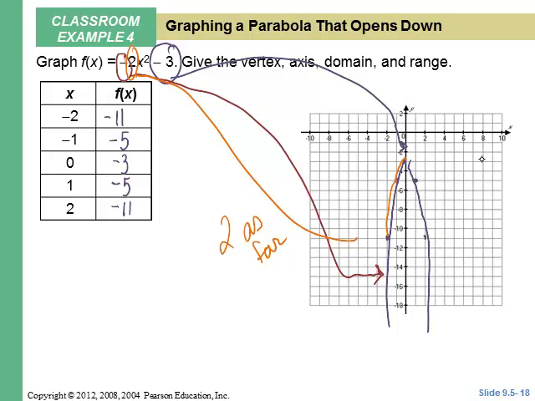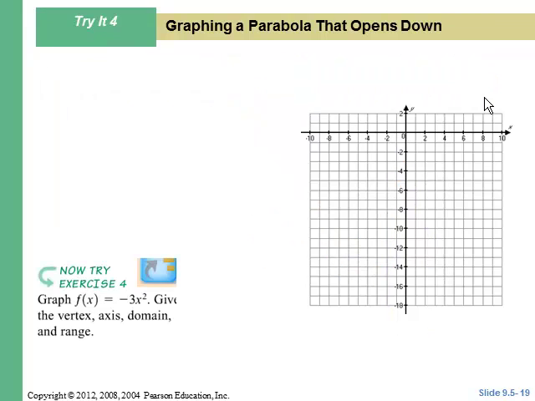So, excuse me, the vertex is at over 0, down 3. The axis is at x equals 0. The domain is from negative infinity to positive infinity. And the range is from negative infinity to negative 3. You do this one.